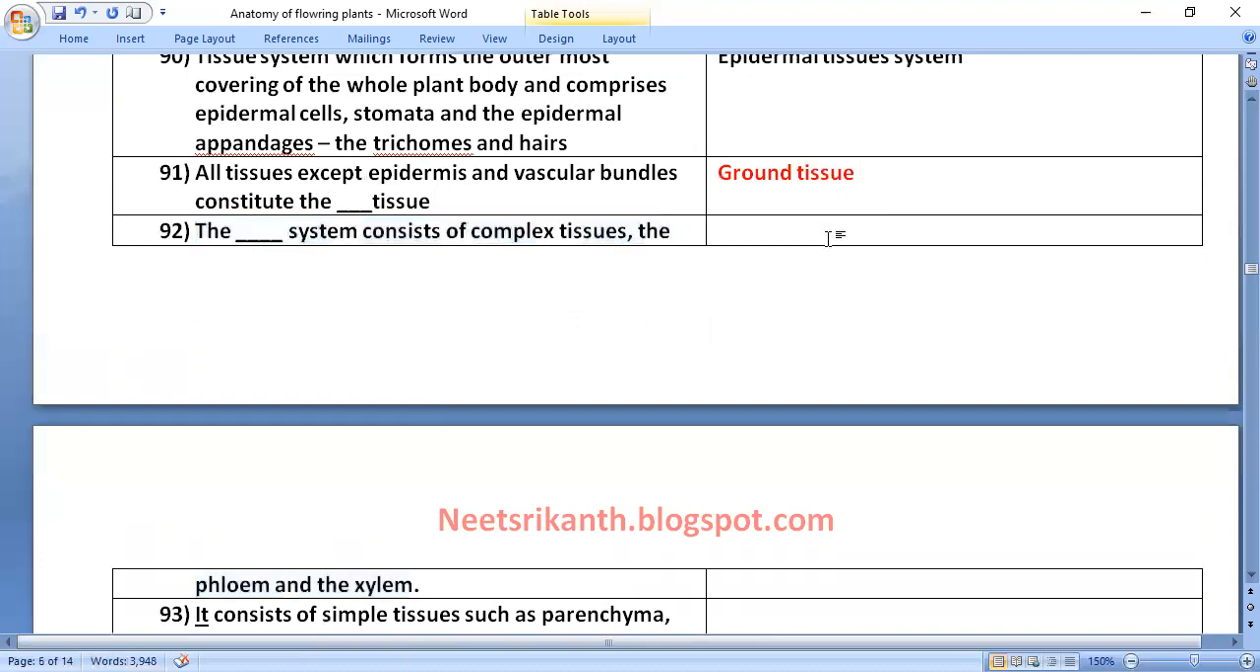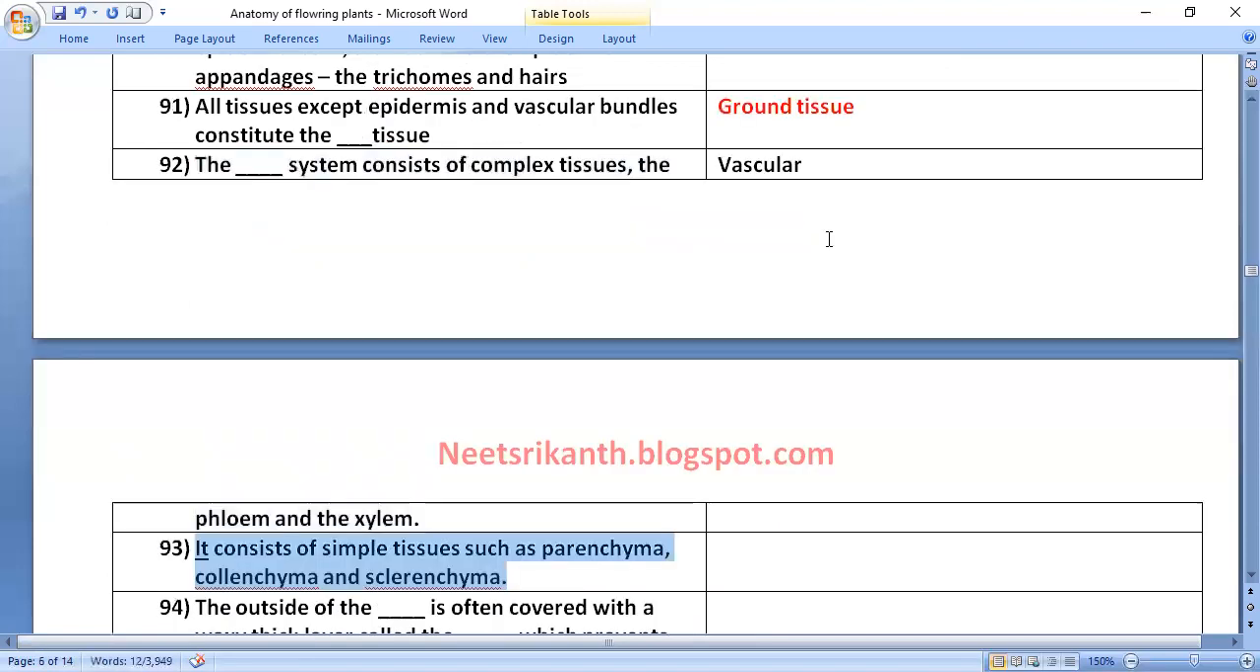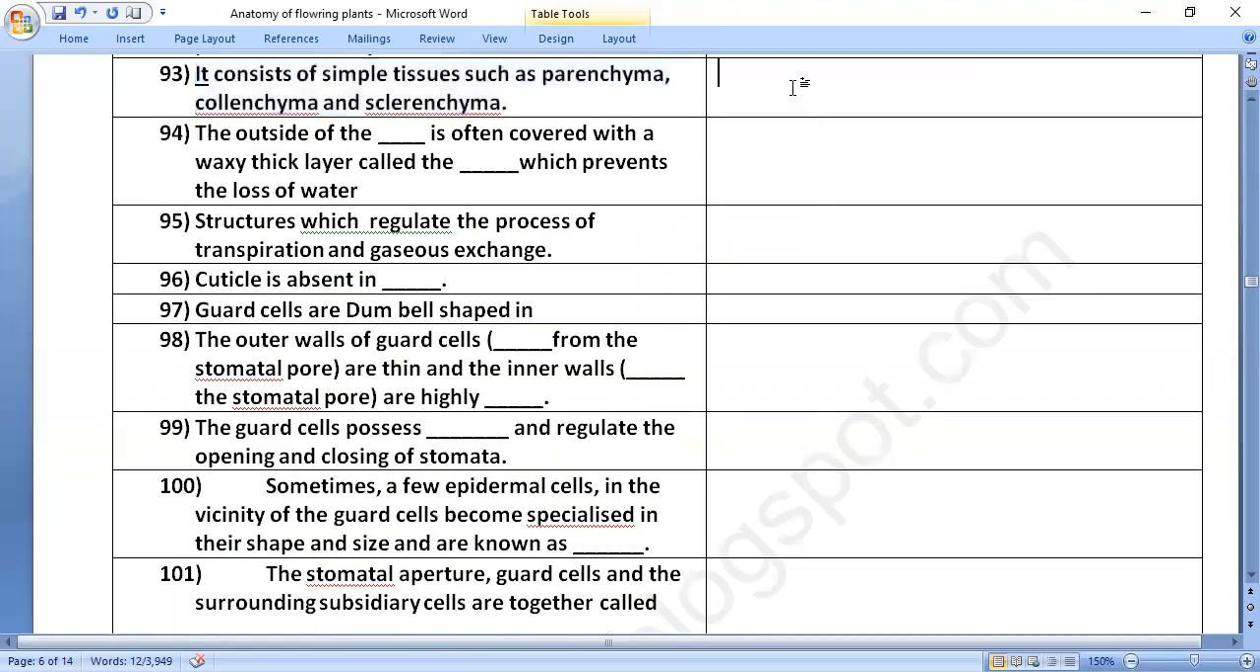The system that consists of complex tissues, phloem and xylem, is vascular tissue. It consists of simple tissues such as parenchyma, collenchyma, and sclerenchyma. Ground tissue.